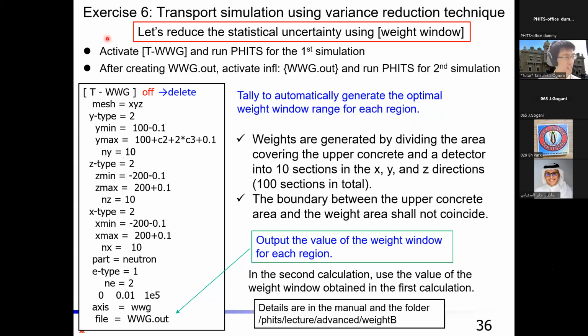So please try exercise number 6 to get a better statistical accuracy. I give you 5 minutes. When you finish this exercise, please turn on yes reaction.